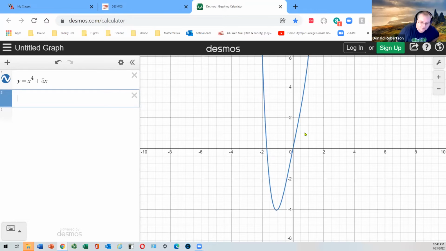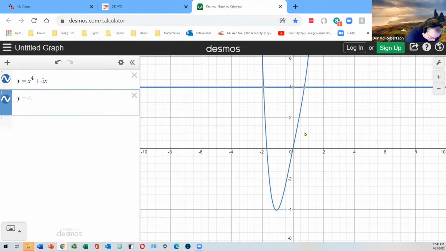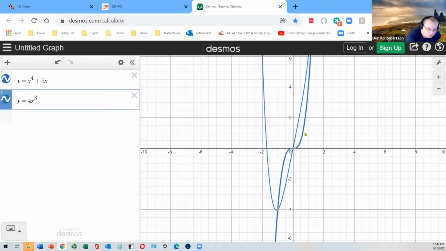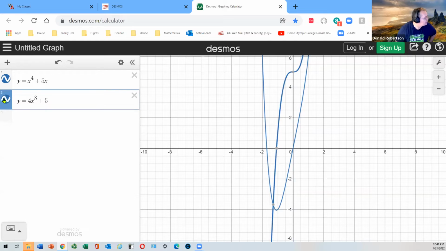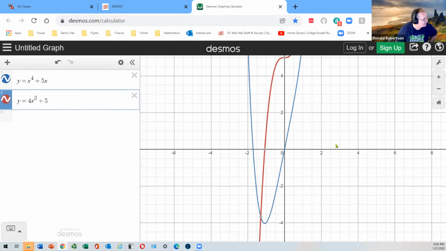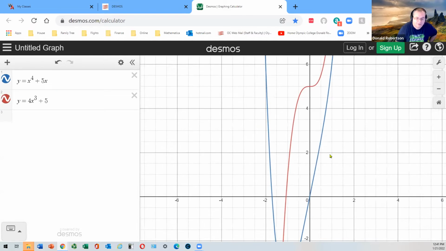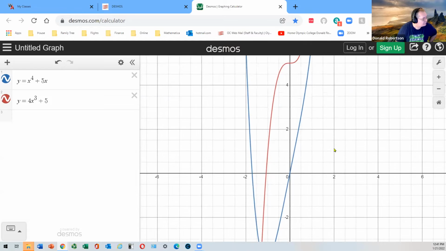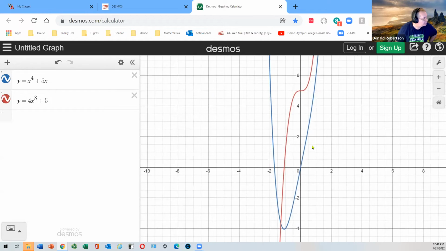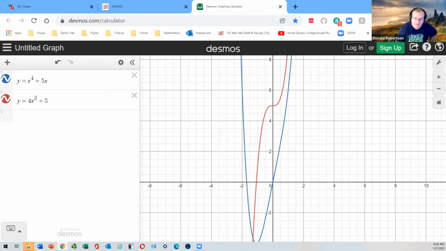And the derivative, which we found, was y equals 4x cubed plus 5. And if you keep your mouse over it and you make it the left one, you can then change the color to red. And then I'm going to play about with this a little bit. Well, I can't play about with it too much. It looks something like that.